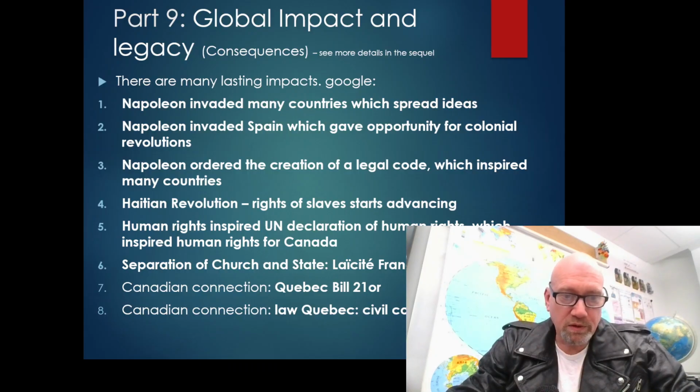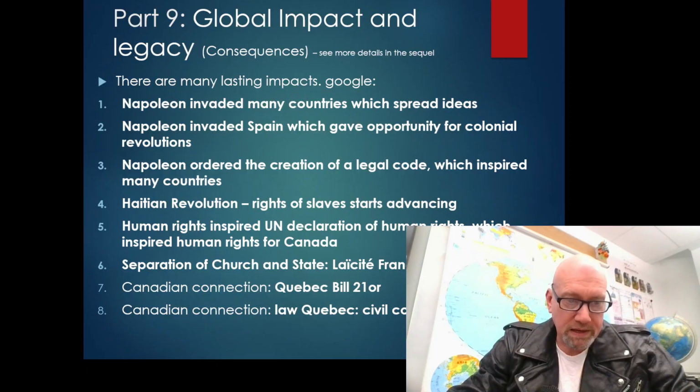Number 4, the Haitian Revolution. The rights of slaves started advancing and being questioned. And the slaves wanted the equality that was valued in the French Revolution. And there's a whole complicated story about the story of Haiti. Take a look at that with your teacher, but we're going to focus on continuing down this list about the global impact of the French Revolution.